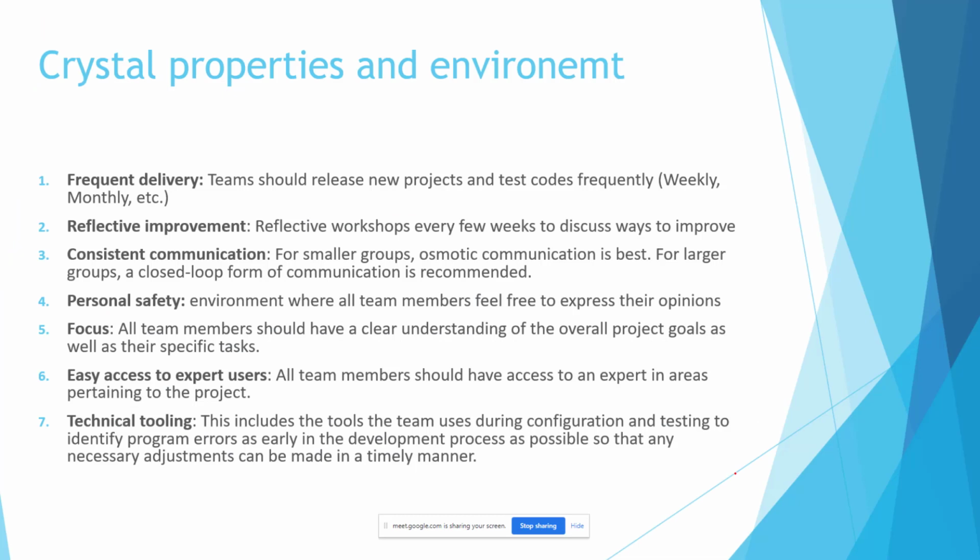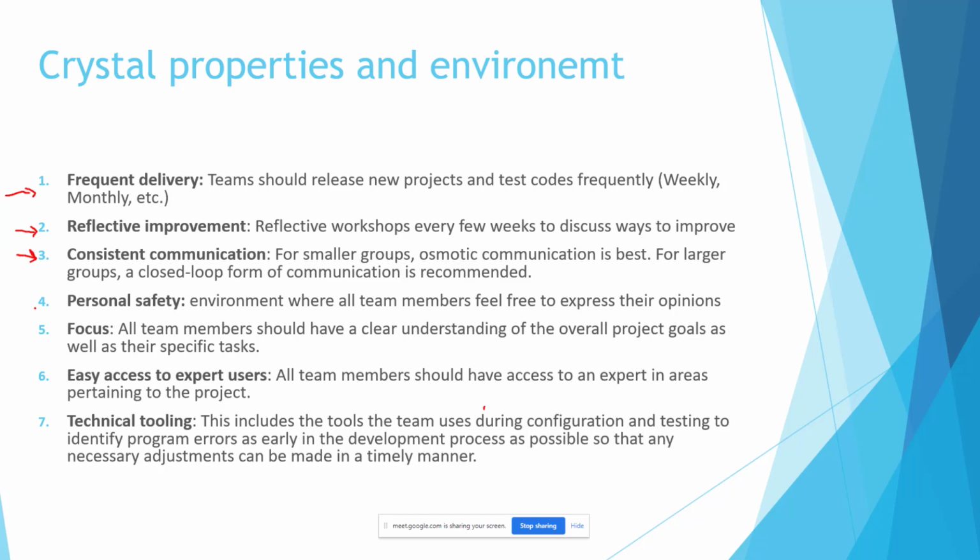Now, Crystal has a set of properties that they work with. The first one is frequent delivery. The team should release new project versions and test code frequently. It's usually weekly or monthly. Sometimes, if the project has a big scope, it can even be quarterly. Next is reflective improvement: reflective workshops every few weeks to discuss ways to improve. Here we are talking about improving the processes or the workflow, so the team will find a way to better manage the project.